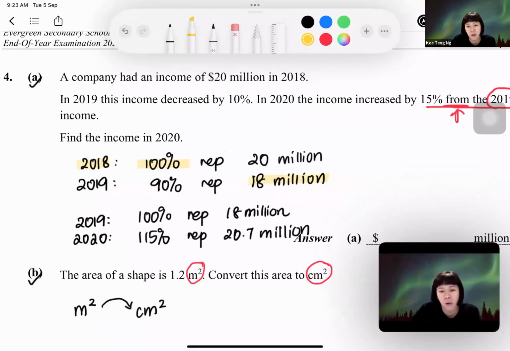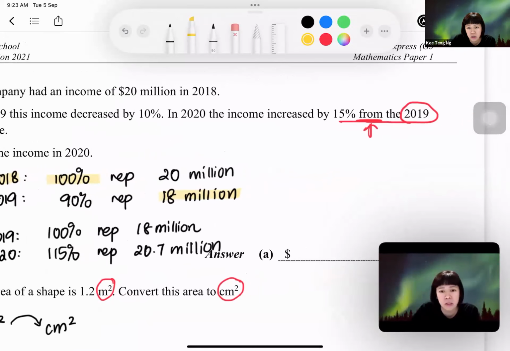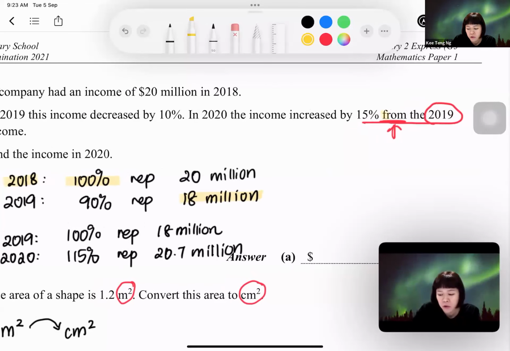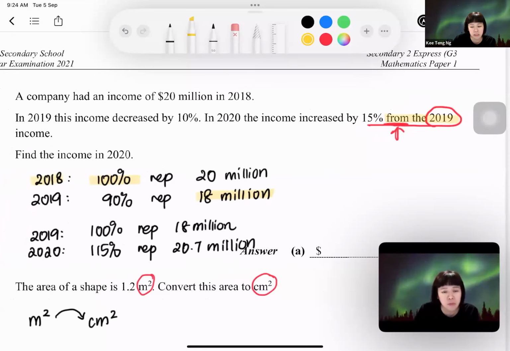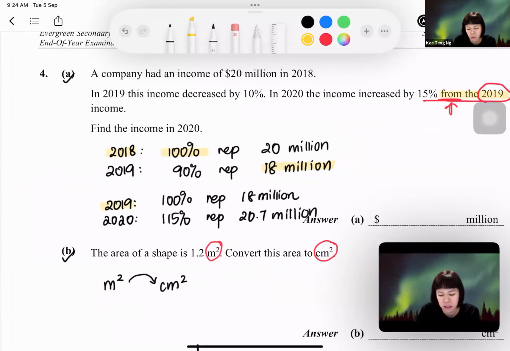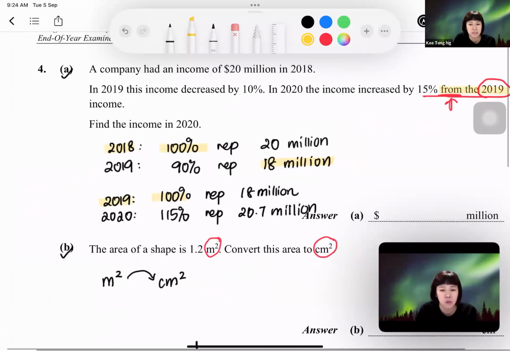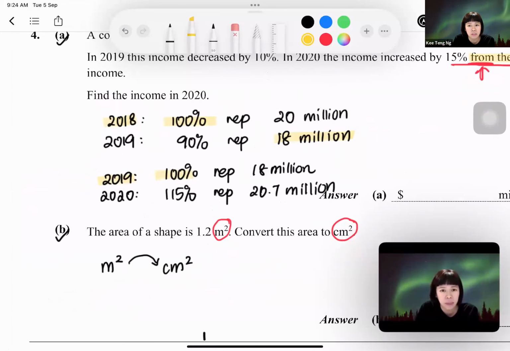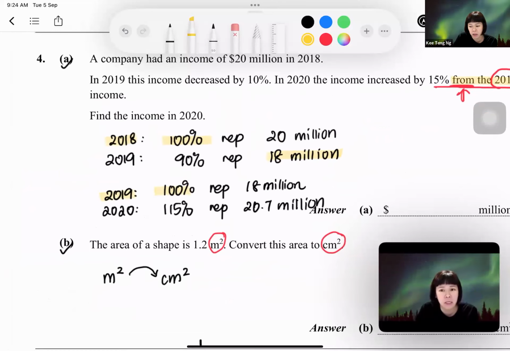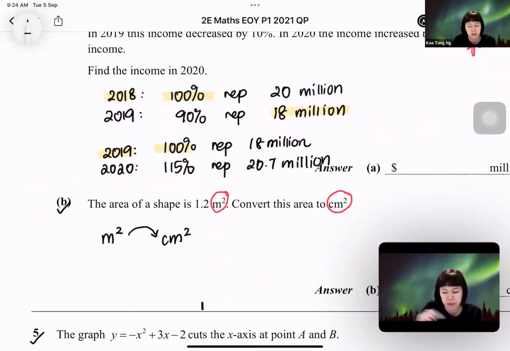However, the next part of the statement says in 2020, the income increased by 15% from the 2019. This means that 2018 is no longer my 100%. 2019 is the one that will be the 100%, because they say 15% from the 2019 income. So my 100% is now 18 million. Since they say increase, I take 100 plus 15%, that will be 115%. So you get your answer, 20.7 million.